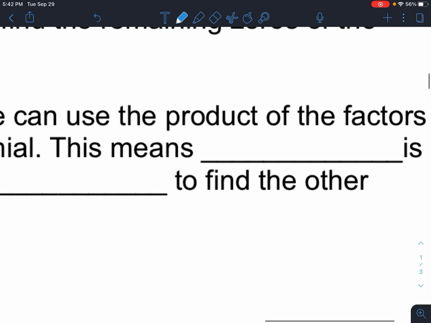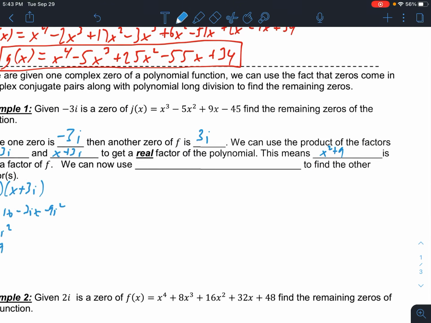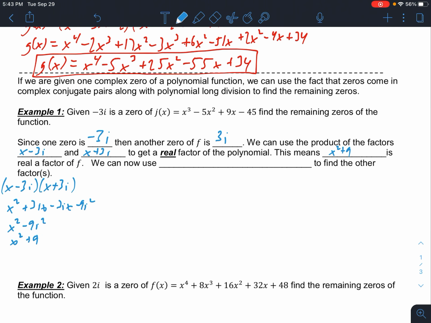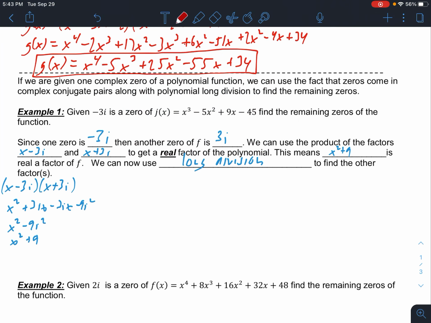So this means x squared plus 9 is a real factor of our function. We can now use long division to find our other factor or factors. In this case, only one other factor, but sometimes it's more. So now let's use long division.